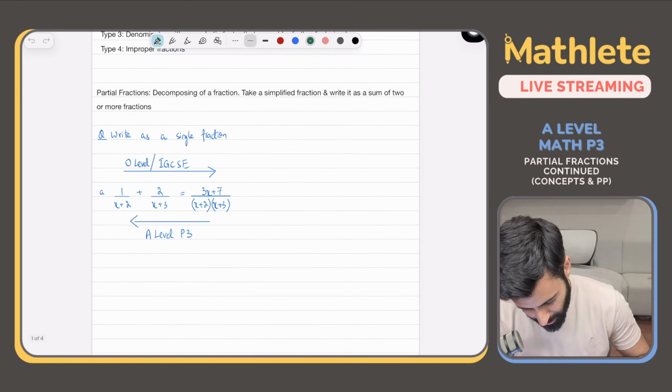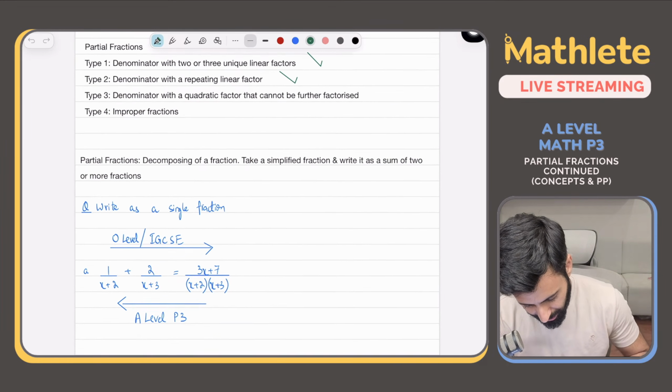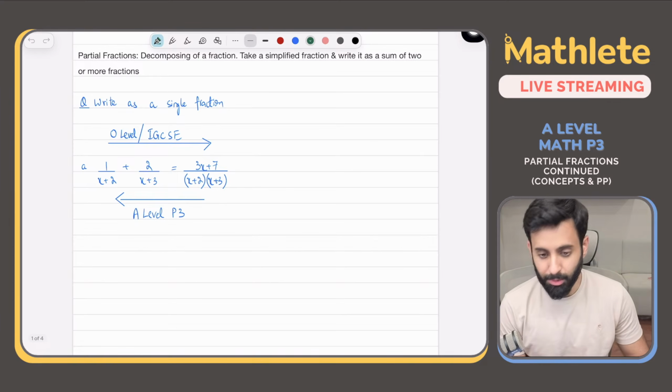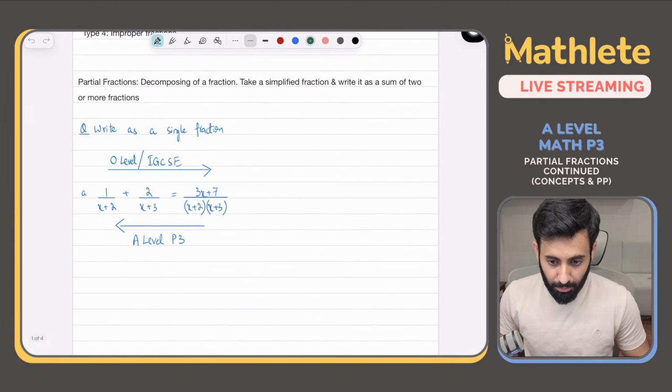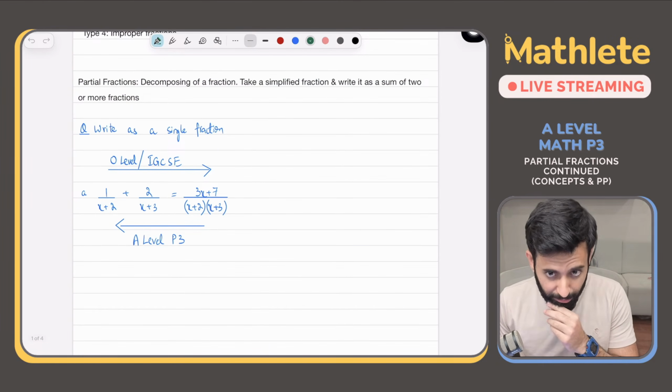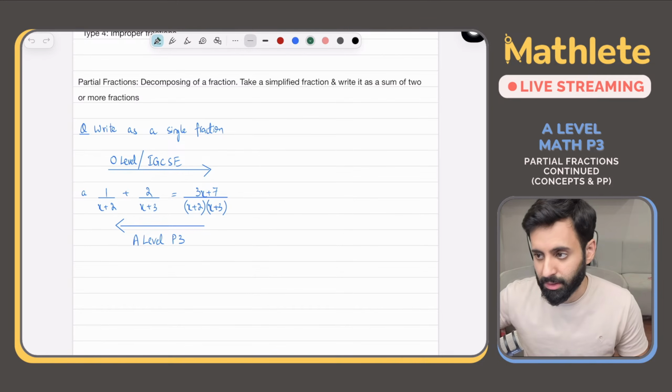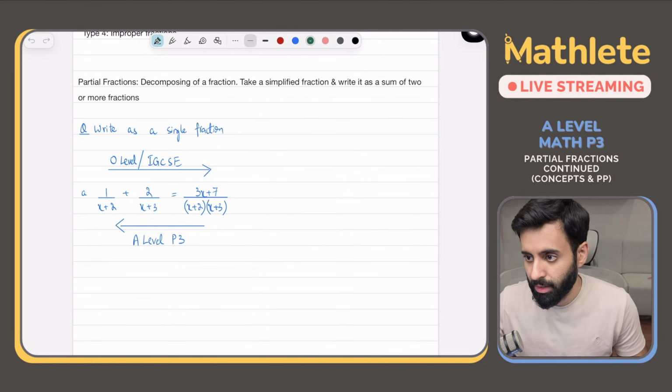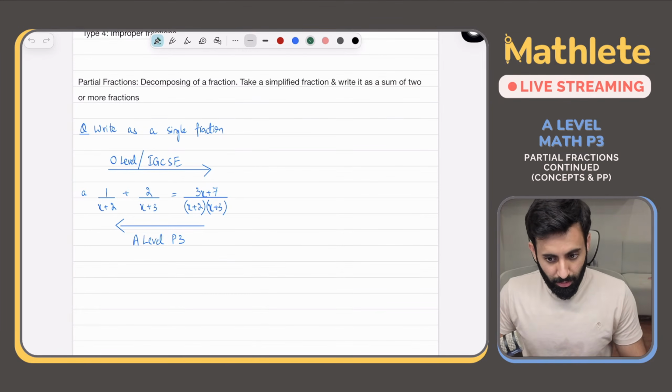The first type is when you have a denominator with 2 or maybe 3 unique linear factors. What's a partial fraction? Vidika, if you're asking me that, then I would suggest you watch the first stream, because in the first stream I've discussed just that. Okay?